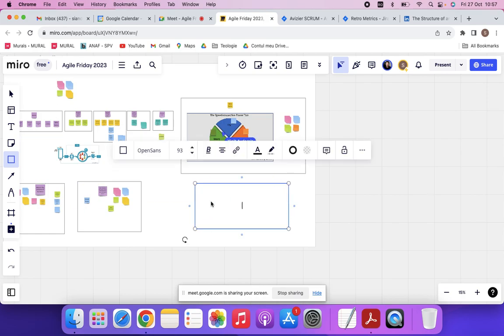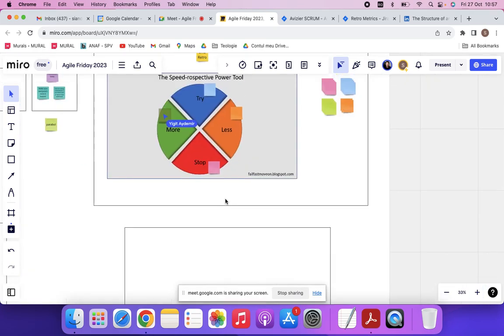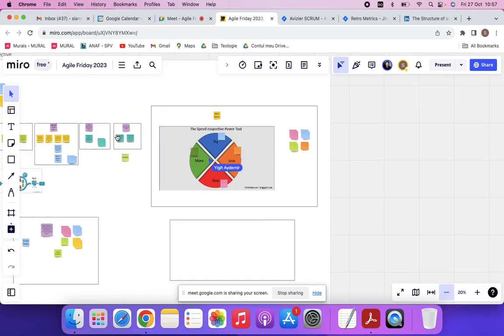I'm assuming that we have finished the sprint and we are in the retrospective meeting. And well, actually, no. This is for today's session. This is the feedback for me. How was today's session, Agile Friday?